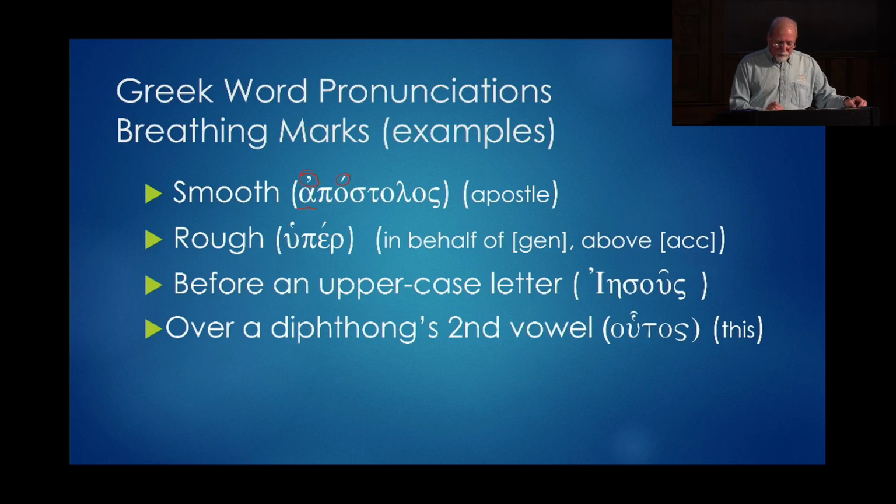Rough breathing mark, we have huper, which is going to mean on behalf of or above, depending upon what word follows it. But that's the rough breathing mark over a single vowel. Before an uppercase letter, we have Iesous. We'll be talking about dividing up into syllables in just a little bit. But we have a capital iota, therefore the breathing mark has to come first. It is smooth, and so there's no H sound or anything. And this is the name of Jesus, Iesous.